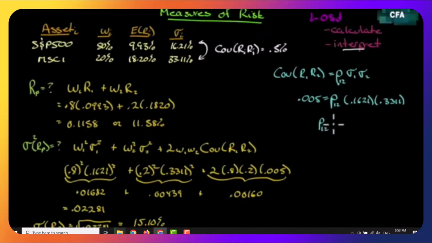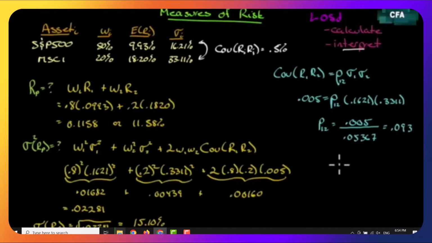So our correlation will equal 0.005 over, and if you multiply these two and divide through, you will have 0.05367 over here, which will be 0.093. We'll leave it at 0.093.